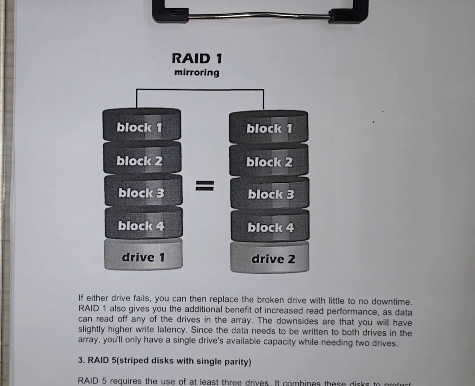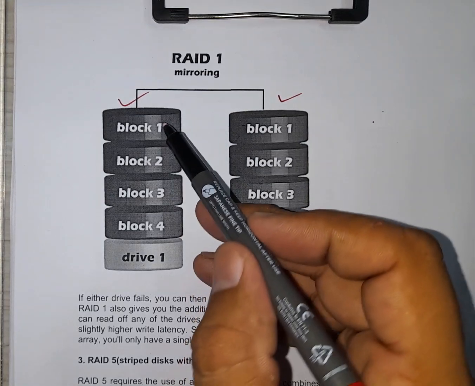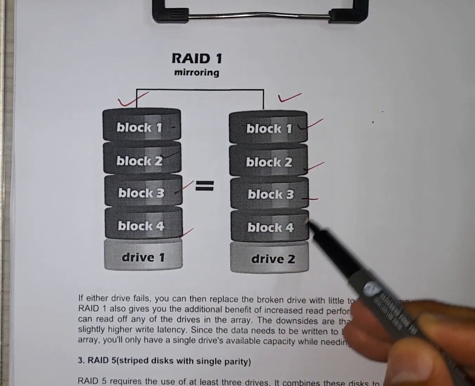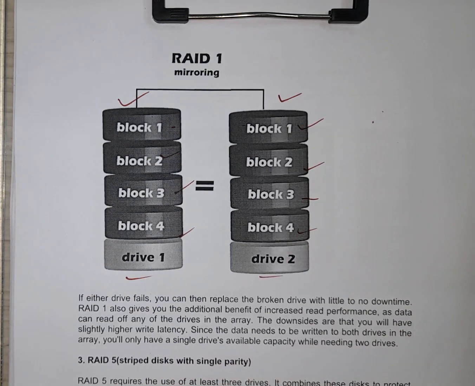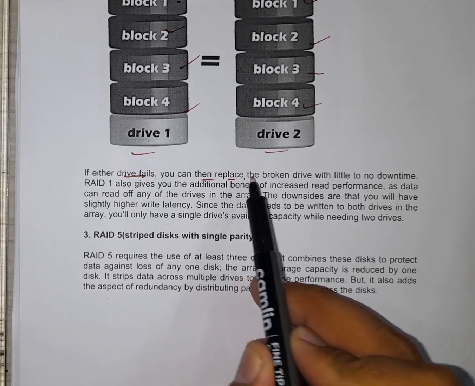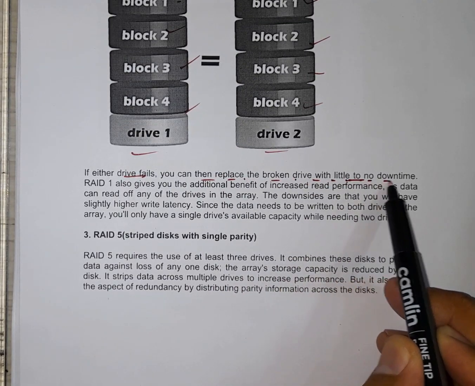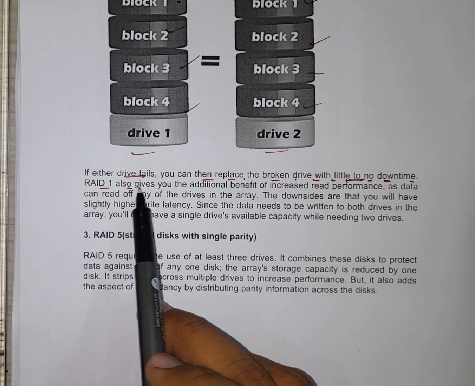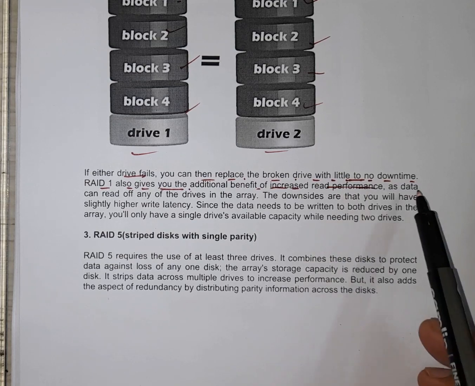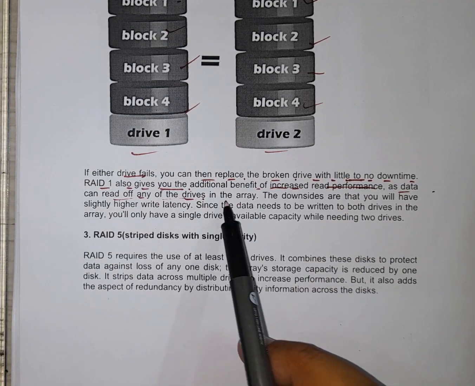The RAID 1 diagram shows block 1, block 2, block 3 and block 4 on drive 1 equal to block 1, 2, 3 and 4 on drive 2. If one drive fails, you can then replace the broken drive with little to no downtime. RAID 1 also gives you the additional benefit of increased read performance, as data can be read from any of the drives in the array.